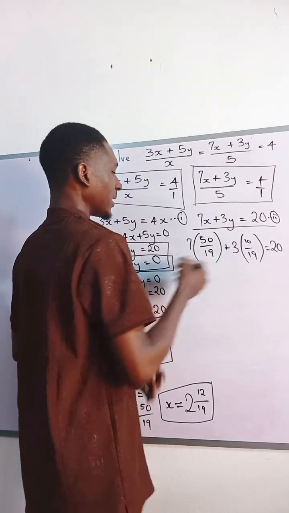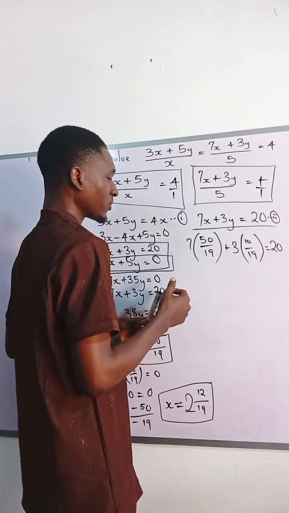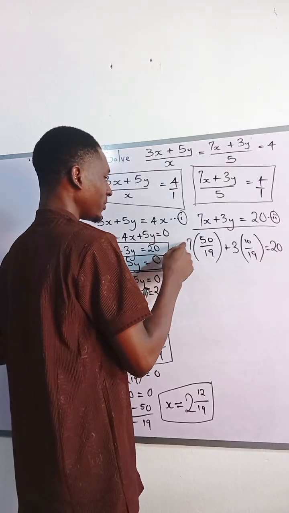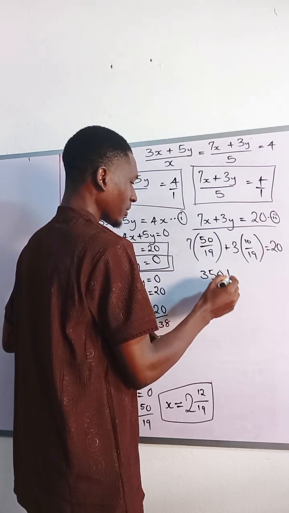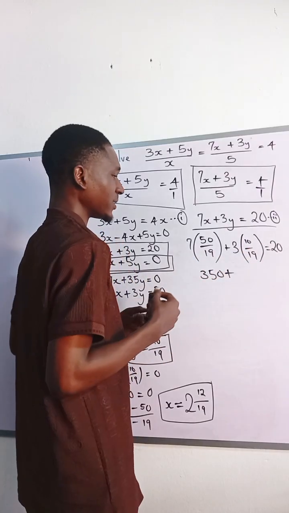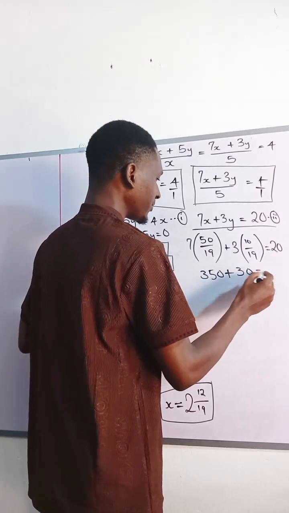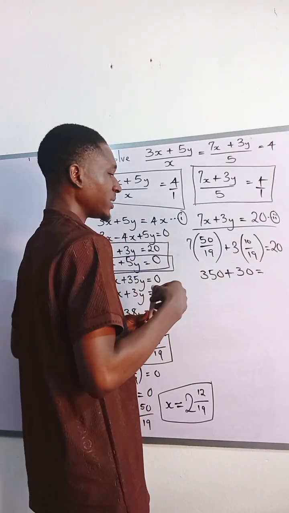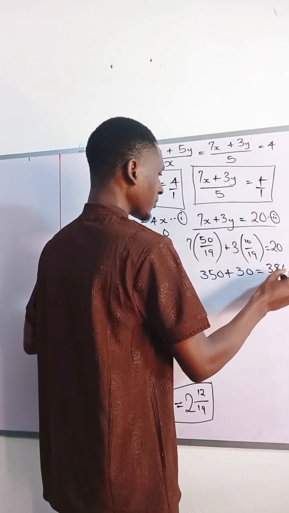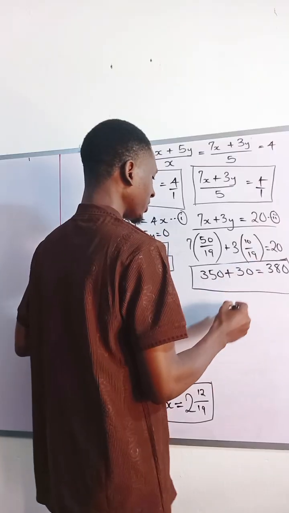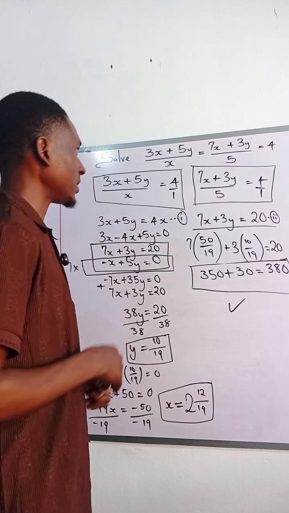So you can see our LCM is 19. So we just multiply everything by 19 so that we can cancel the fractions. When we multiply this by 19, we are left with 7 multiplied by 50. 7 multiplied by 50 is 350. Plus, the same thing here, the 19 cancels the 19. Therefore, we have 3 multiplied by 10, which is 30. And here we are left with 20 multiplied by the 19, we get 380. And yes, our equation is balanced. That means we are correct. 350 plus 30 is 380. So this is the solution to this simultaneous equation.